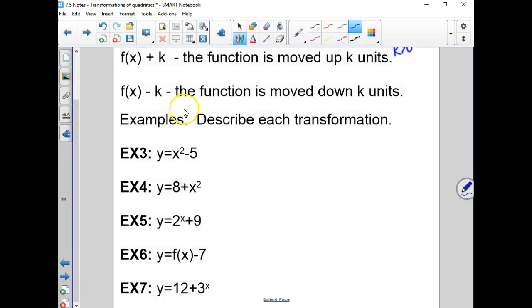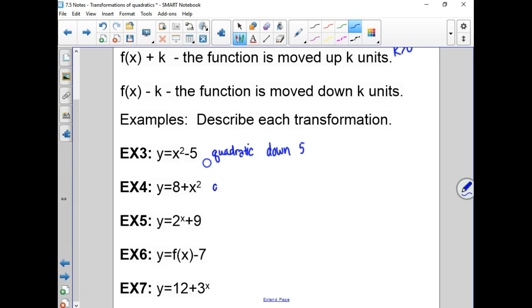If we look at these examples that we have here, when I see y equals x squared minus 5, I know that this is a quadratic because I can tell that it has this x squared right here. And then I see this -5 on the end. That tells me that this graph has been moved down 5. So I would start with that parent quadratic function, and I would move it down 5 units.